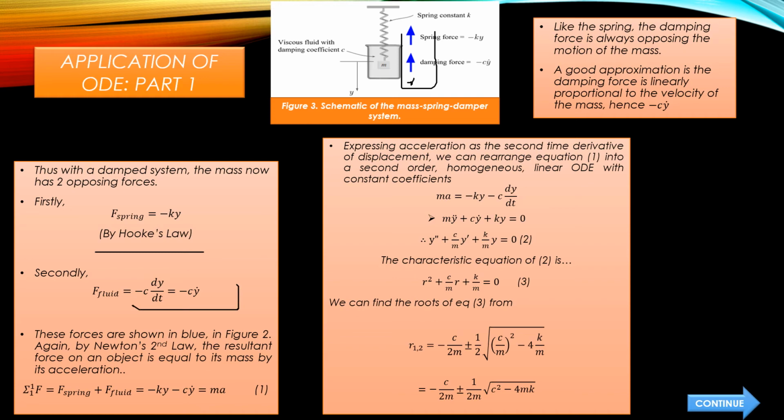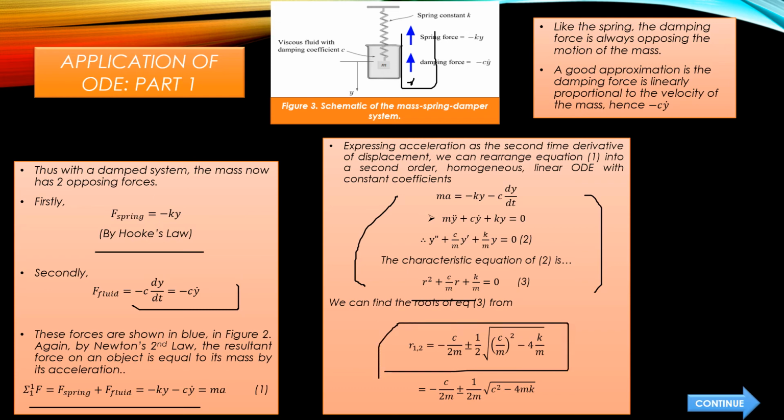Again, by Newton's second law, the resultant force on an object is equal to its mass times its acceleration, F equals ma. So hence we get this equation over here. Expressing acceleration as the second time derivative of displacement, we can rearrange the equation into a second order homogeneous linear ODE with constant coefficients, as you can see over here. And we can find the roots of this equation by using this formula. This is the most simplified.